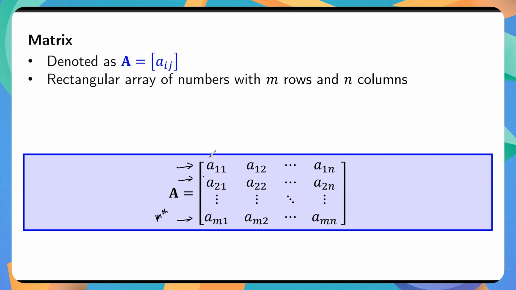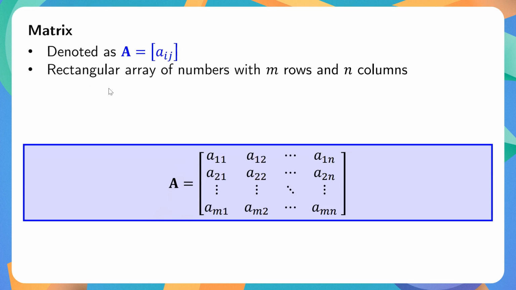And then for the columns, we are referring to it from this side. So the first column, second column, and then the nth column, which gives you an m by n matrix. So hopefully that is an easy way to understand matrices.